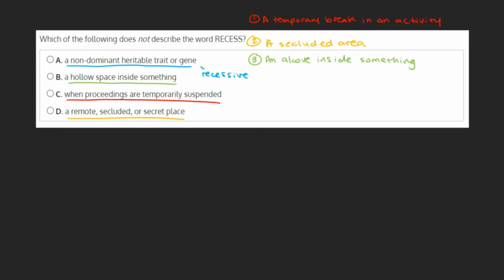Based on this, we can mark A, a non-dominant heritable trait or gene, as our final answer.